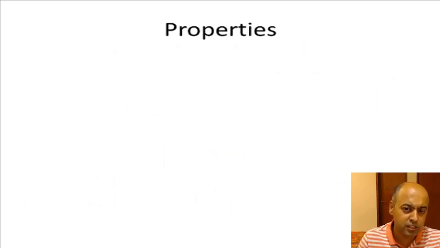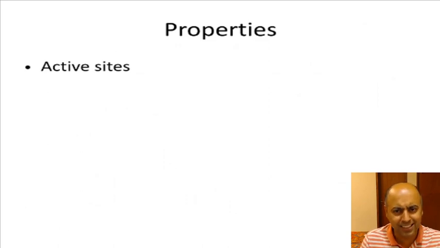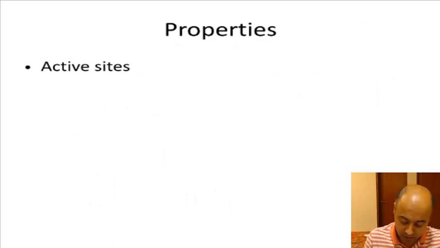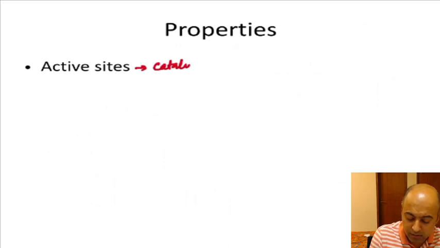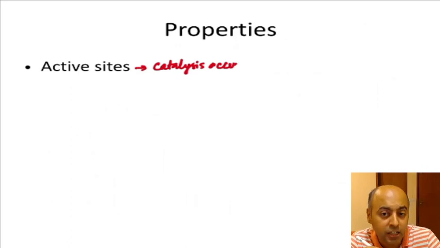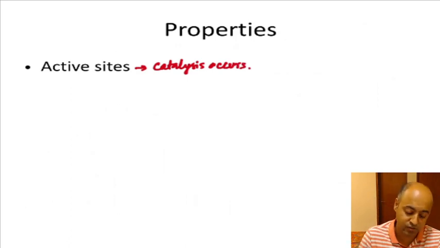Important properties of the enzymes which you should know: there is an active site where the catalysis occurs. This is where the catalysis occurs, right? So the substrate will come and get attached here. After catalysis, the product will also be temporarily attached here. So this is the active site.